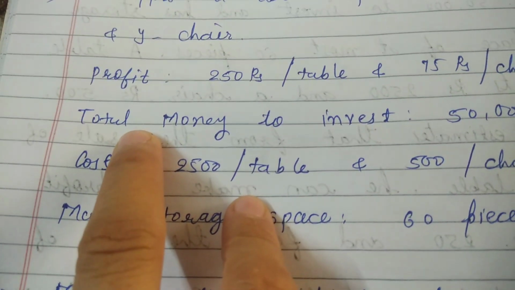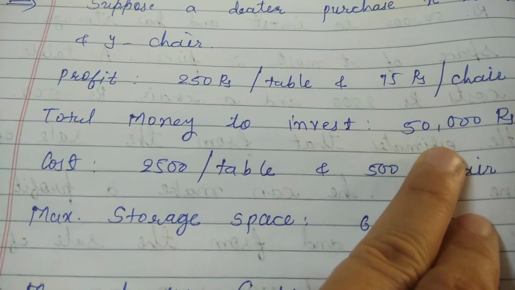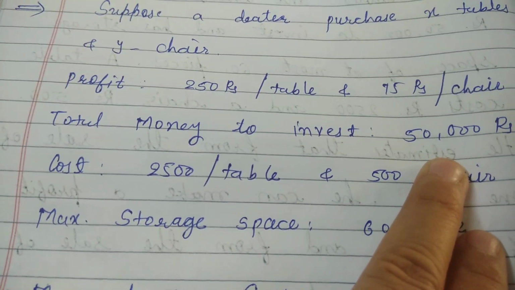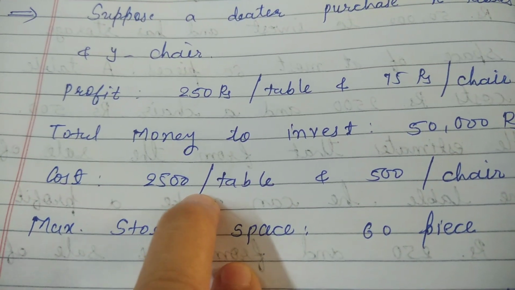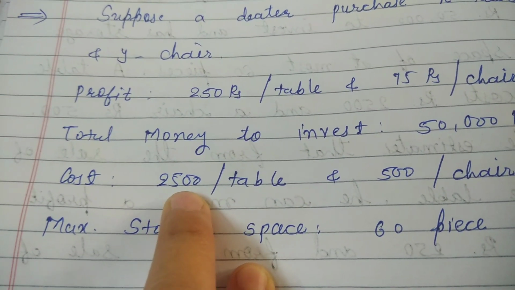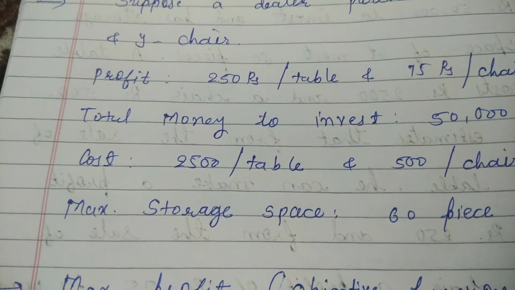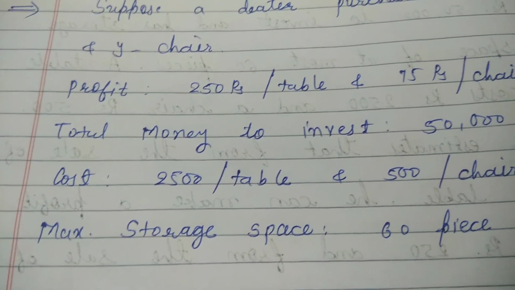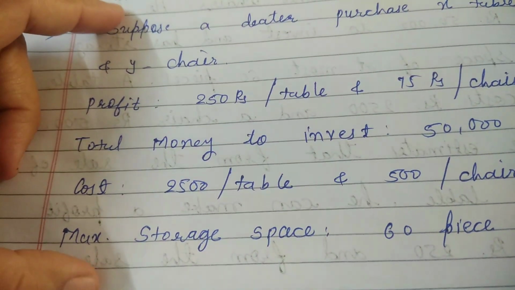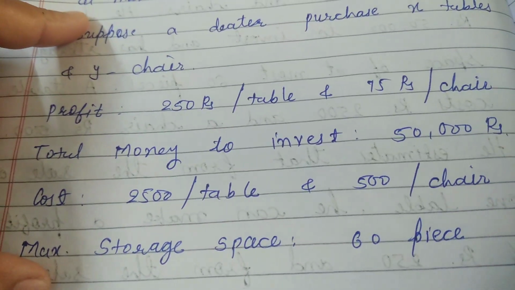How much money does he invest? He can invest a total money of not more than 50,000. The purchase cost is 2,500 rupees per table and 500 rupees per chair. And the maximum storage space is 60 pieces. Now these are the things the example gives us.